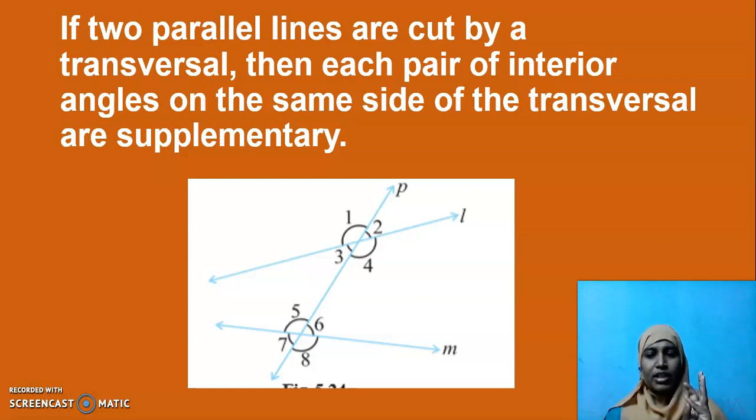Corresponding angles, alternate angles, and the angles on the same side of the transversal are supplementary. Today we are going to deal only with these three properties. What are the three properties? Corresponding angles, alternate angles, interior angles on the same side of the transversal are supplementary. These three concepts. Are you ready, children? Okay.